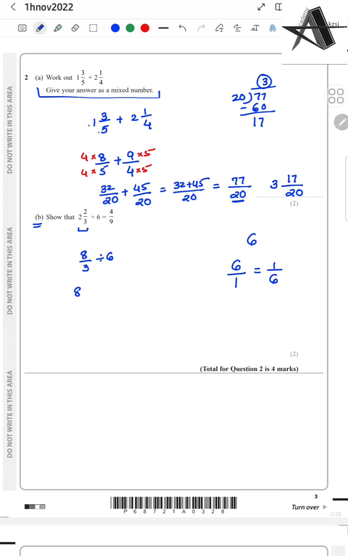So I'll write 8 over 3 as it is. This division sign will change into multiplication, and 6 will be reciprocal. So now if you cancel it out, you can clearly see 4 over 9. So the final answer is 4 over 9.